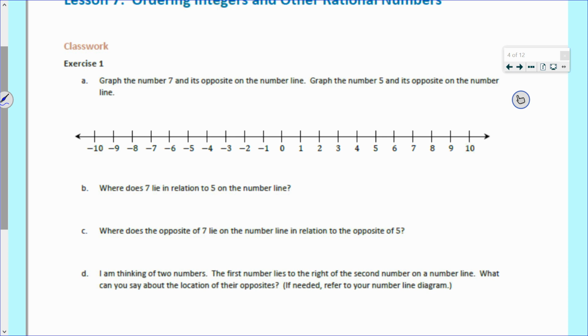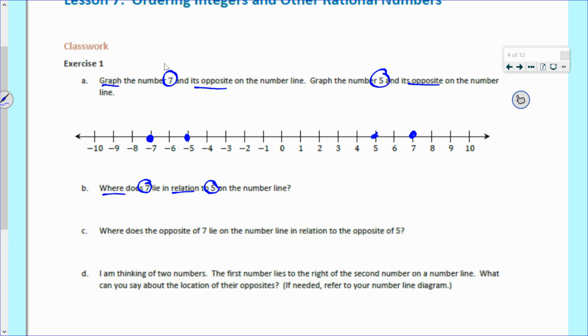First one, we're going to graph the number 7 and its opposite on the number line. Graph the number 5 and its opposite on the number line. So where would 7 be? Over there. Over where? Over the number line. Which way? To the right. How many spaces? 7. Where would its opposite be? -7. What about for 5? 5 and its opposite would be at -5.